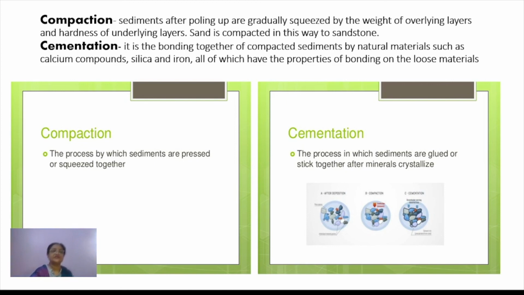Now the third one is cementation. It is the bonding together of compacted sediments by natural materials like calcium compounds, silica and iron. These hold all the particles together, as they have the nature of bonding loose materials together. So it is the process in which the sediments are glued or stuck together after minerals crystallize, and the rock formed out of it is called a sedimentary rock formed by the cementation process. So these are the three different processes.